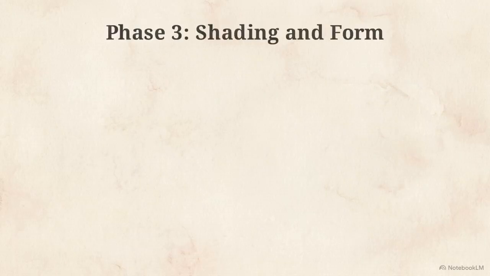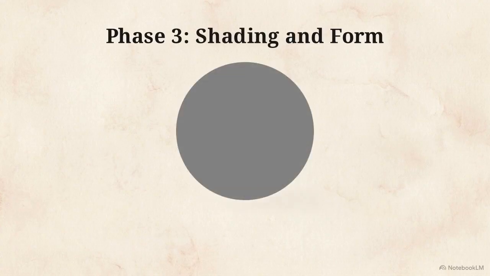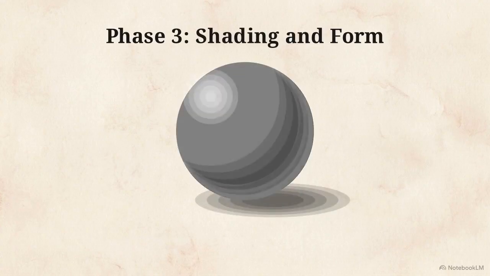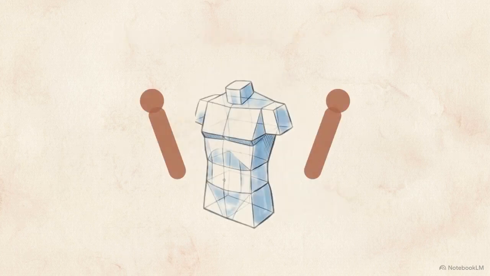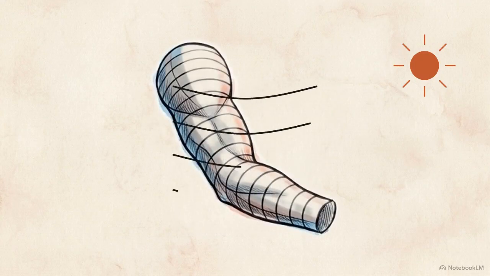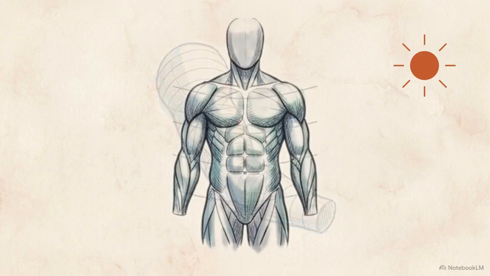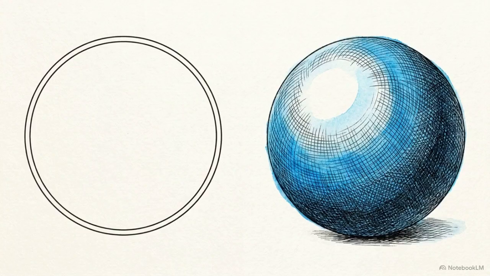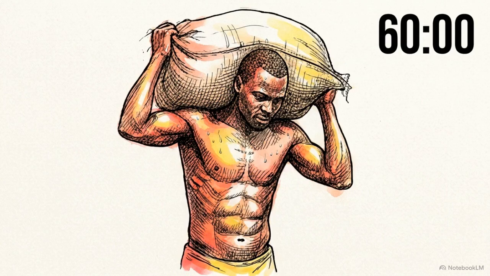Now that we have structural volume, Phase 3 transforms those basic shapes into realistic mass through the application of light, shadow, and tone. We map a single light source, identifying highlights and core shadows. Next, cross-contour lines, animated pencil strokes wrapping around the limb, define its roundness. Finally, notice the reflected light inside the shadow's darkest edge. This environmental bounce light adds true realism. Combining these wrapping cross-contour strokes with accurate light behavior is what transforms a flat outline into a figure with physical weight and presence. Now it is your turn to apply these rules.